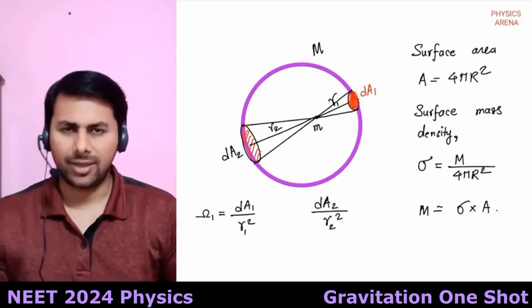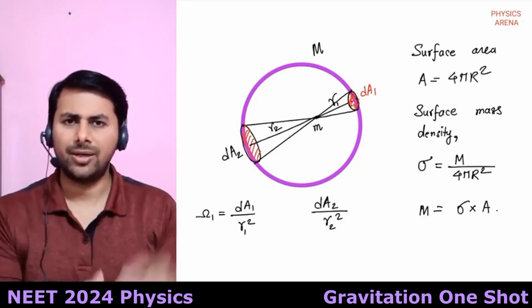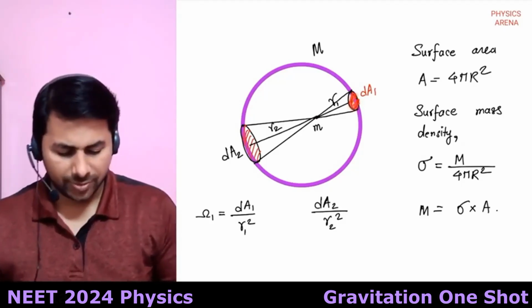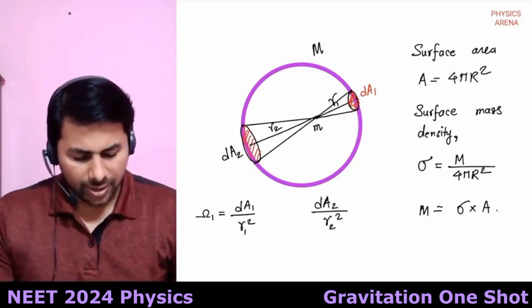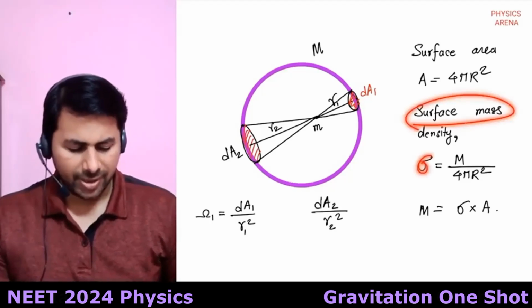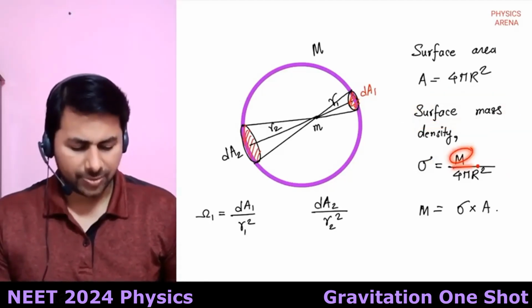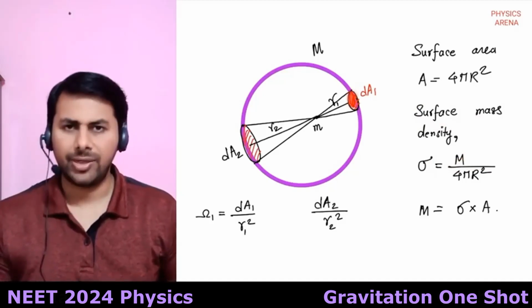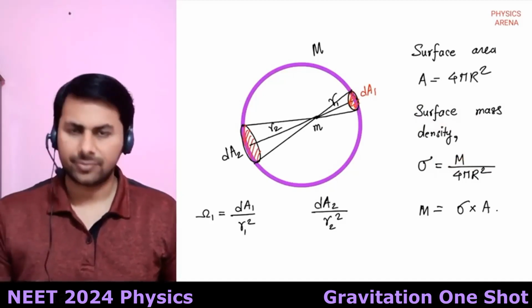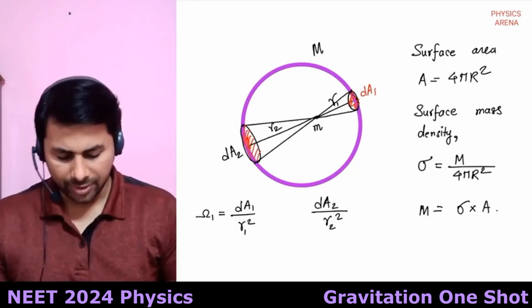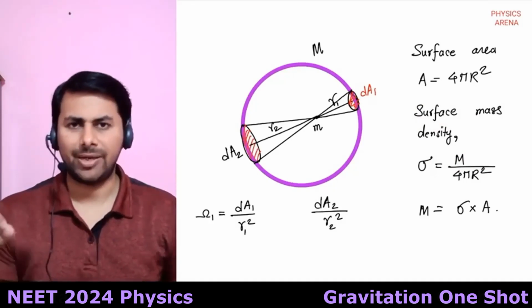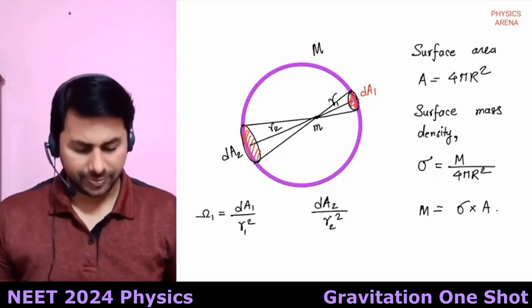So the mass of this area is proportional to area because this is a thin shell, right? Suppose the surface mass density is sigma. It is total mass upon total area. So the mass of this area will be sigma multiplied by this area, if sigma is mass per unit area.